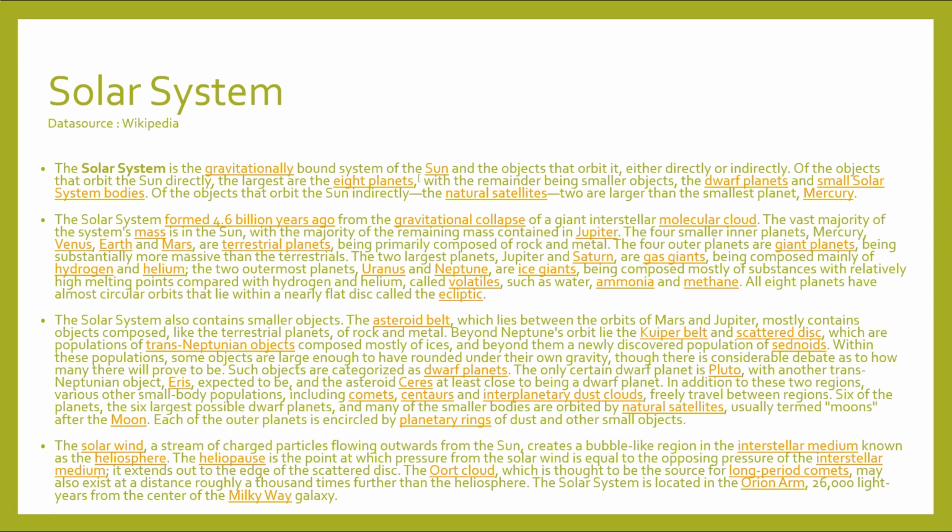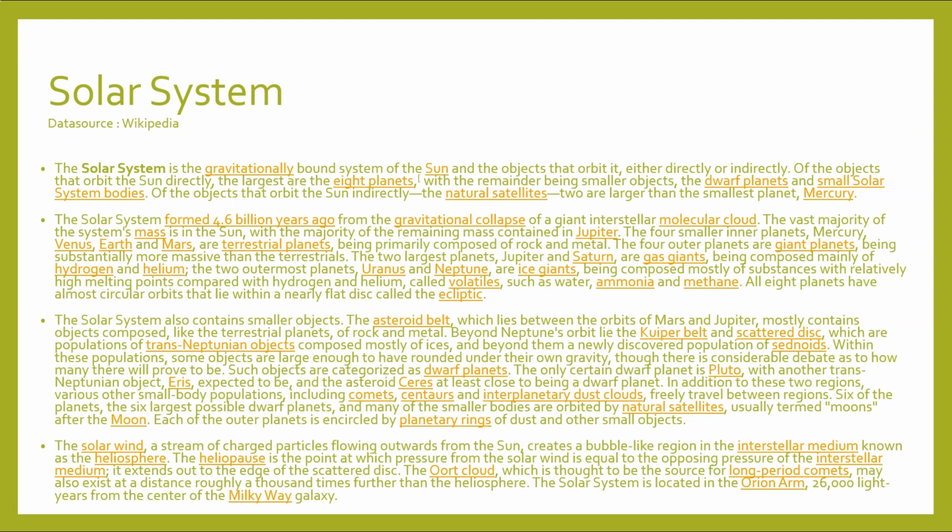6 of the planets and the 6 largest possible dwarf planets and many of the smaller bodies are orbited by natural satellites, usually termed moons after the Moon. Each of the outer planets is encircled by planetary rings of dust and other small objects. The solar wind, a stream of charged particles flowing outwards from the Sun, creates a bubble-like region in the interstellar medium known as the heliosphere. The heliopause is the point where pressure from the solar wind is equal to the opposing pressure of the interstellar medium. It extends out to the edge of the scattered disk.